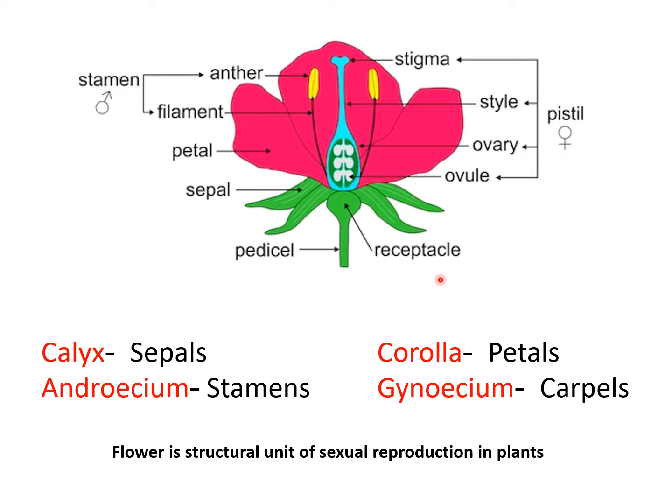Now here we will learn about the parts of flower. There are four whorls in the flower. First is calyx. Calyx is made up of sepals. See this part in green color, these are sepals and these sepals together form calyx. That calyx protects the flower during bud condition.